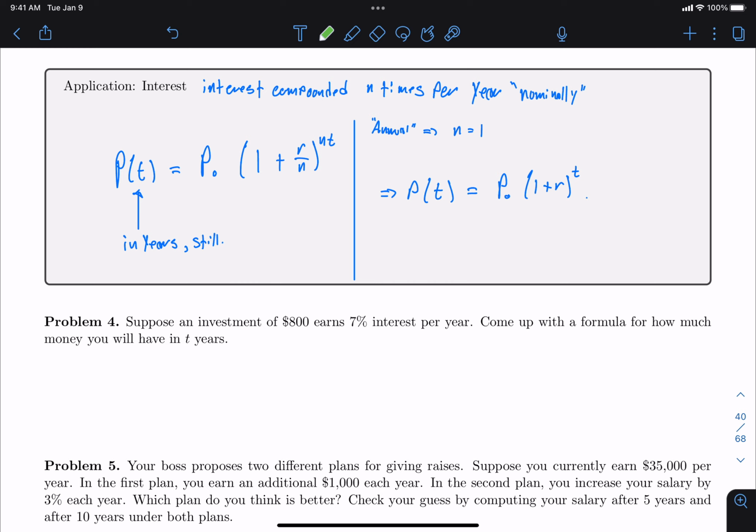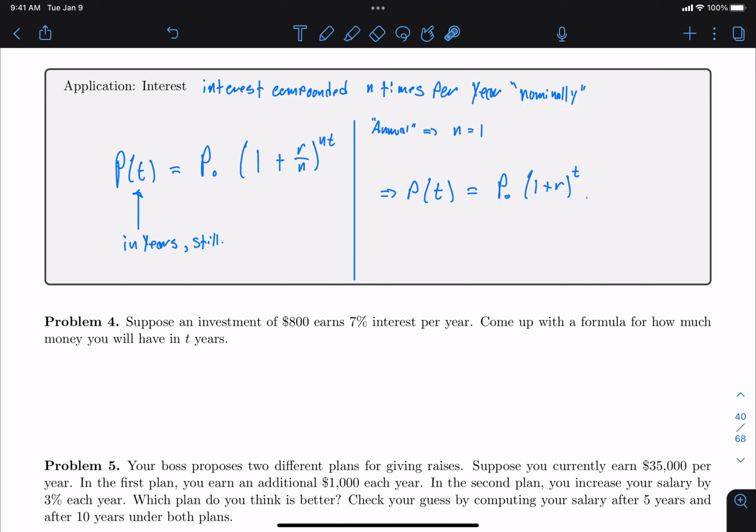But there are some other financial instruments which banks or investment firms or loan officers will try to use to trick you. Okay? And I don't want any of you to get tricked. So I want to tell you about nominal interest rates. Okay? Nominal interest rates. So you're going to see a slightly different formula.